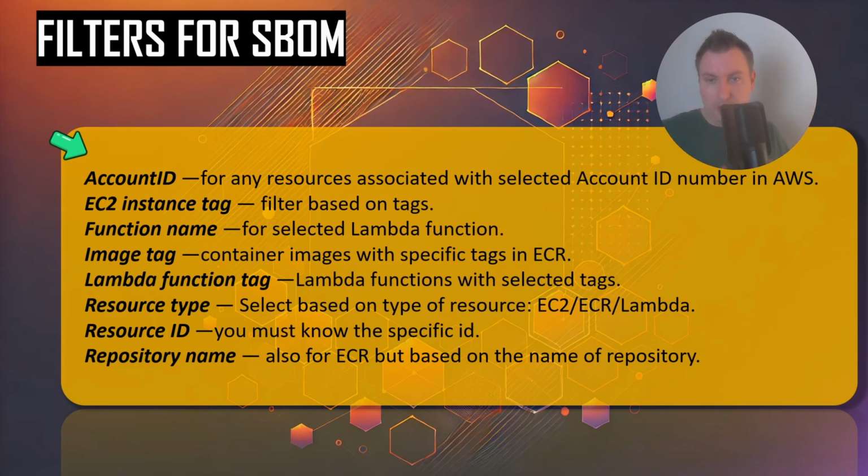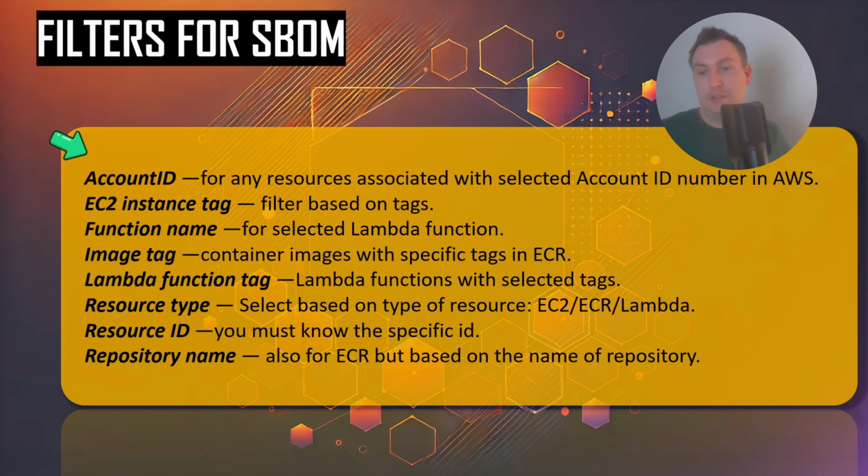Also the function name for a Lambda function, image tags, for example the latest tags or production tags, depending on your tagging policy, and also the Lambda function tag. So if your Lambda is tagged, you can actually use that one. And basically, you can also use the resource type, which can be EC2, ECR, or Lambda. So you can select specific resource types that you want to have in your report.